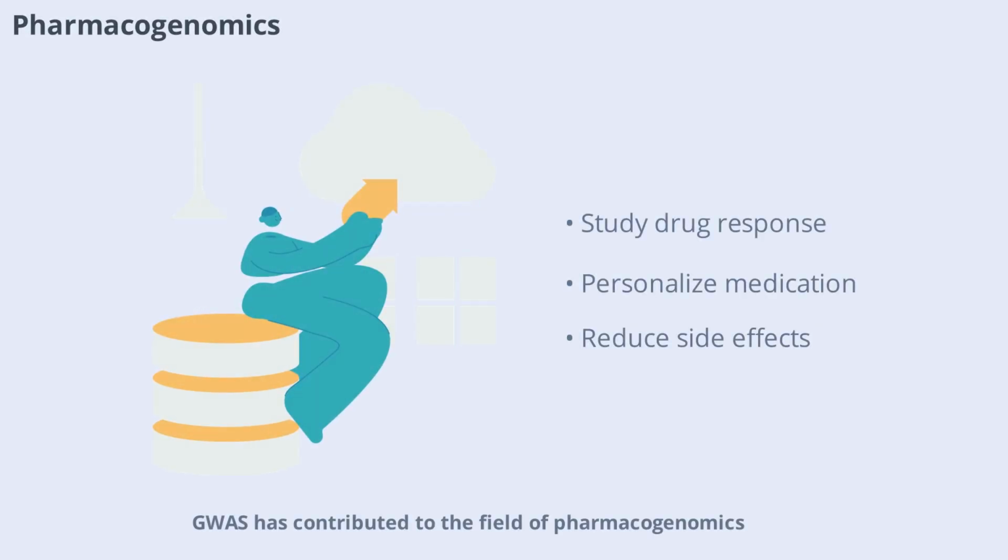GWAS has contributed to the field of pharmacogenomics, which studies how genetic differences affect drug response. By identifying variants that influence how people metabolize medications, researchers can help doctors choose the right drug and dose for each patient. This personalized approach improves treatment effectiveness and reduces side effects.